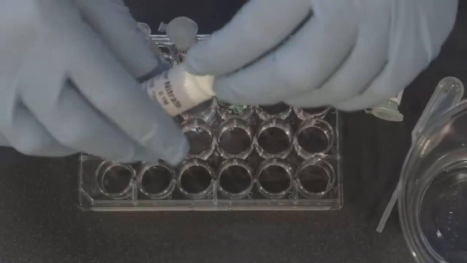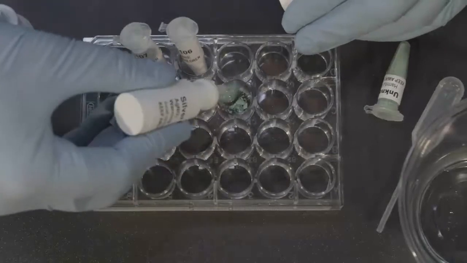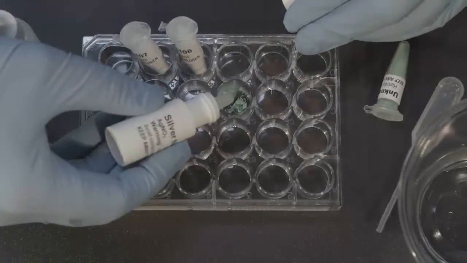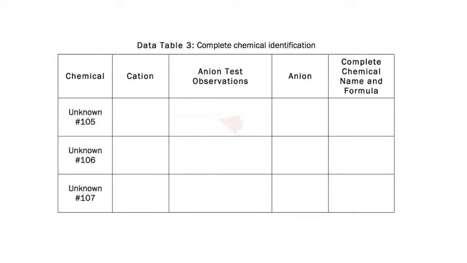Use the experience of exercise 1, including Data Table 1 and the created flowchart, to perform the anion confirmation test on unknown number 105. Record observations in Data Table 3 in the anion test observations column. Comparing the observations for unknown number 105 to Data Table 1 and the created flowchart, determine the identity of the anion for unknown number 105 and record it in Data Table 3.